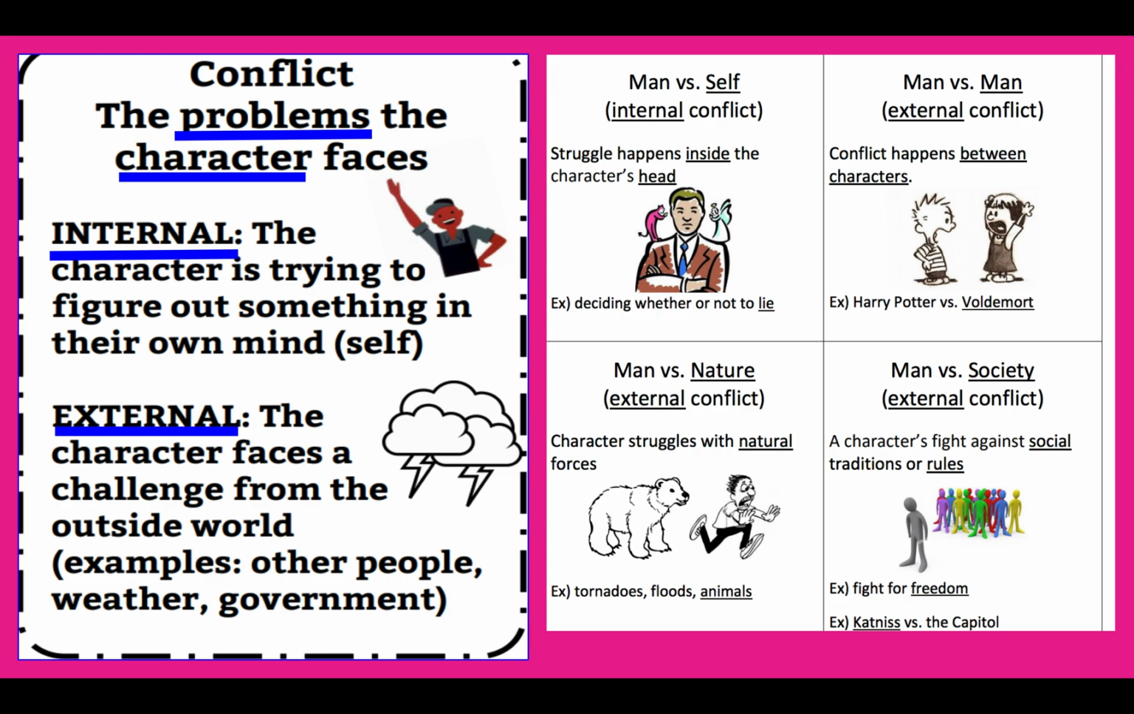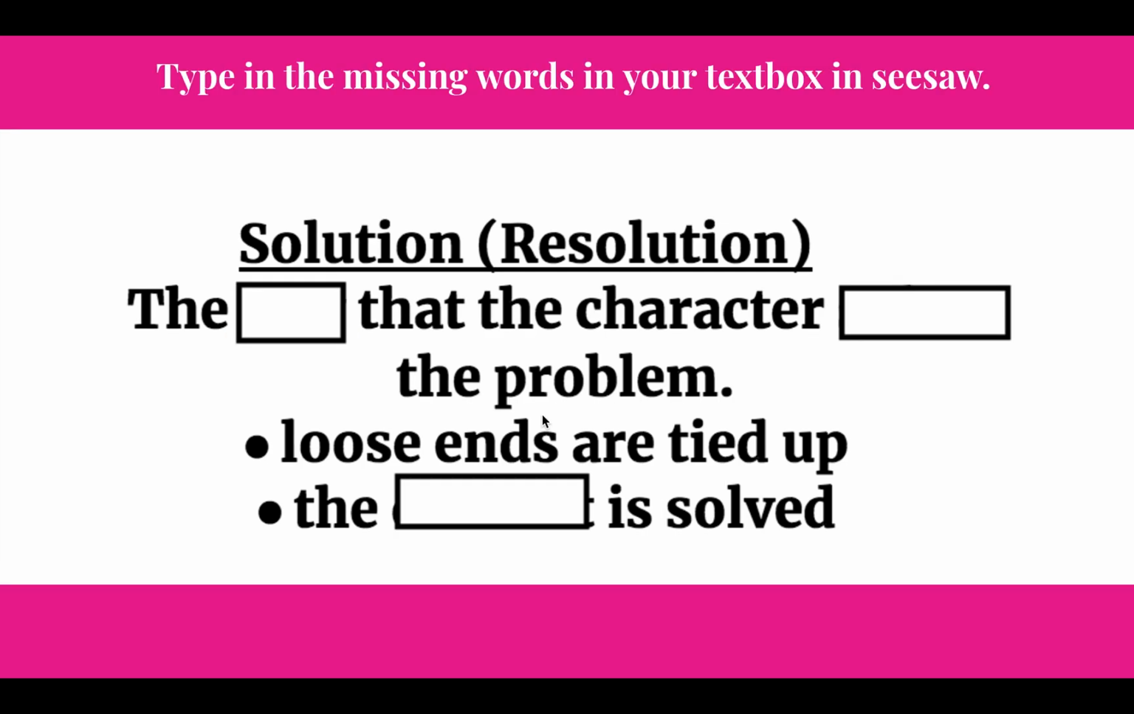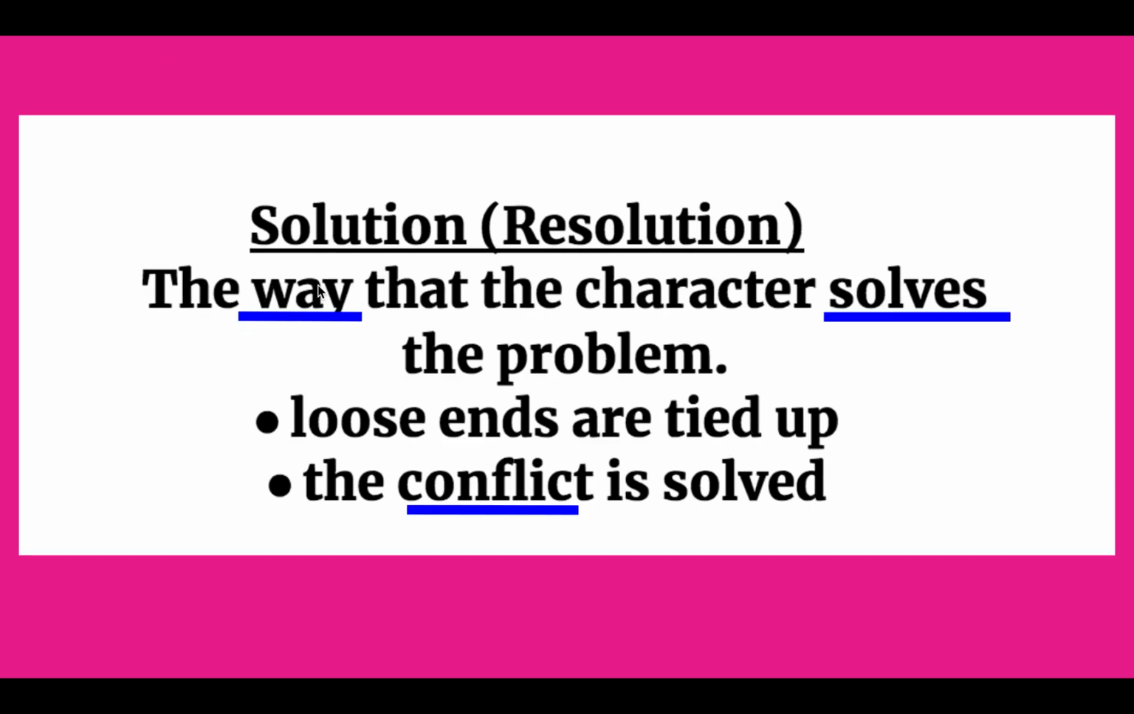So now, we've talked about how a story needs characters, setting, theme, and conflict. A story also needs a solution, meaning a resolution. The word resolution and solution mean the same thing. The way that the character solves the problem. The loose ends are tied up at the end. The conflict is solved. So for this one, you have 3 text boxes for the words way, solves, and conflict. So type in the missing words in your text box at this time. So in Seesaw, type in the word way in the first text box, solves, and conflict. So pause and then type in your text boxes.